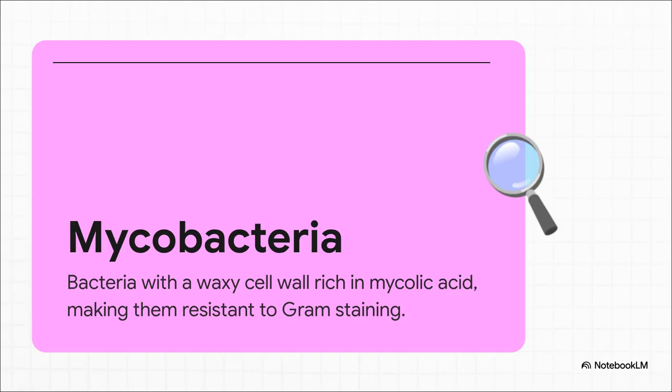So mycobacteria, like the one that causes tuberculosis, have a cell wall that's just packed with this waxy stuff called mycolic acid. You can think of this wax as a raincoat, and it just stops the gram stain dyes from ever getting inside. To actually see these guys, we need a special procedure called an acid-fast stain, which uses heat to literally force the dye through that waxy layer.